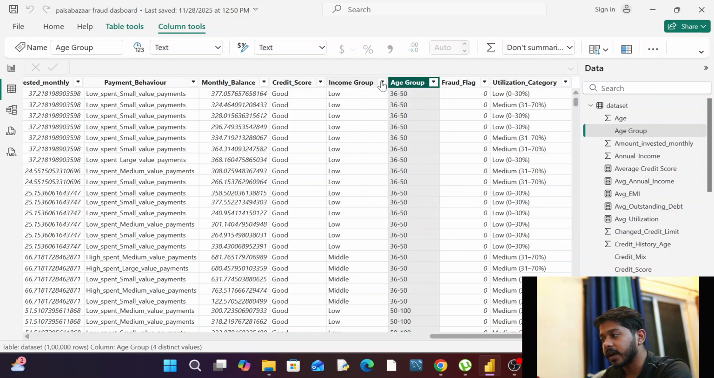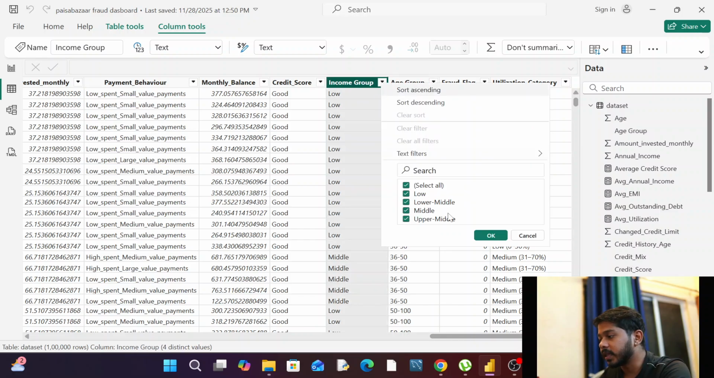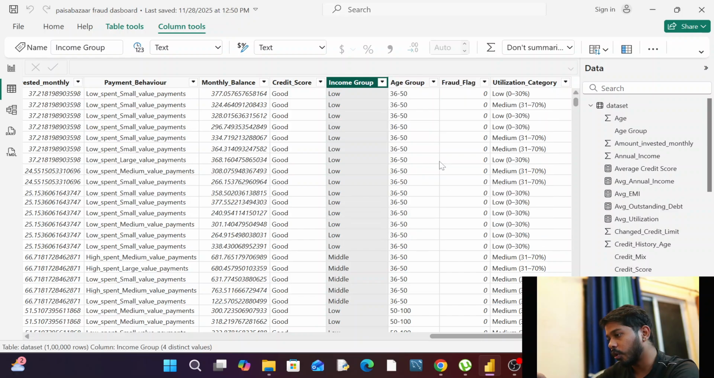Likewise, we have made one more column called income group. In that, we can see we have divided it into lower middle, middle, and upper middle. If we want to add columns, we do all this here only, so that it gets easier to make dashboards at that time.